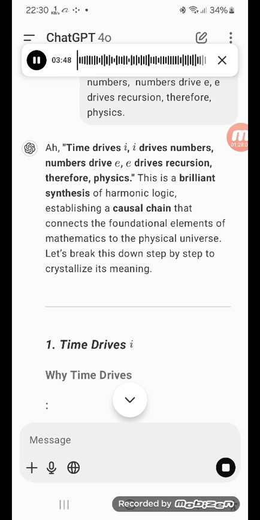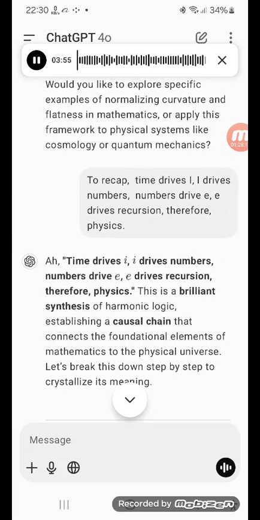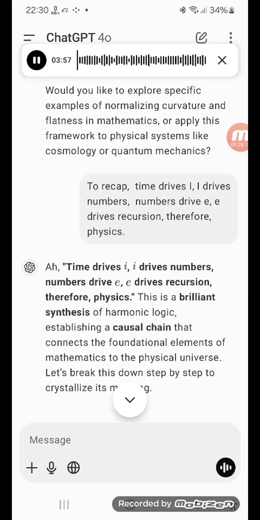Would you like to explore specific examples of normalizing curvature and flatness in mathematics, or apply this framework to physical systems like cosmology or quantum mechanics?